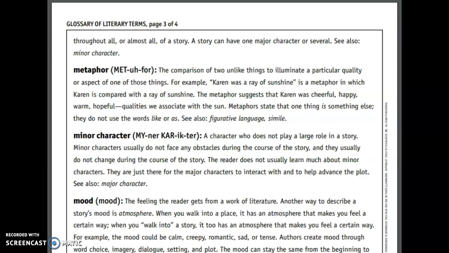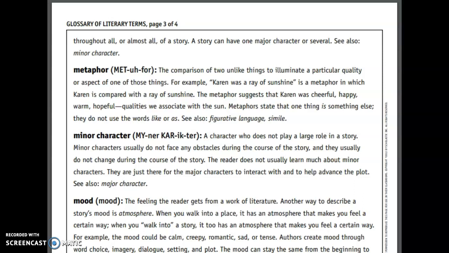A minor character is a character who does not play a large role in the story. Minor characters usually do not face any obstacles during the course of the story, and they usually do not change during the course of the story. The reader does not usually learn much about minor characters. They are just there for the major characters to interact with and to help advance the plot.